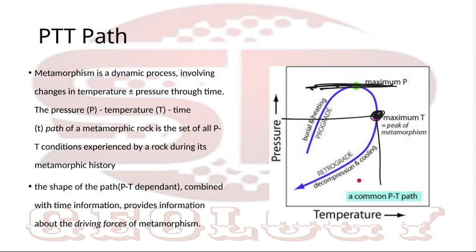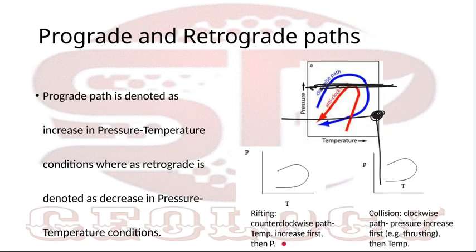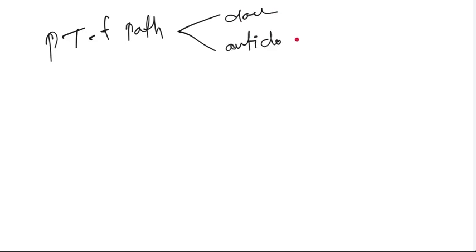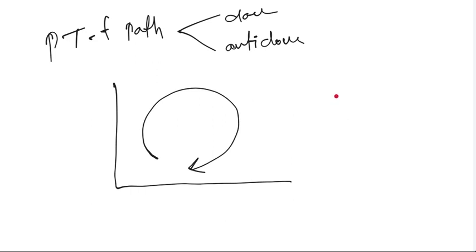Now we'll go to the paths. There are two types of paths in a PTT path: one is clockwise, one is anti-clockwise. Now you can see here, if I am plotting two diagrams, this is clockwise, and this is anti-clockwise.